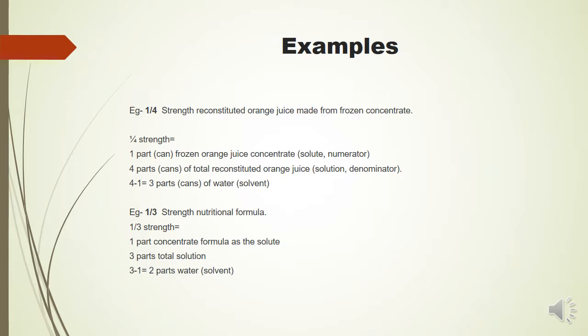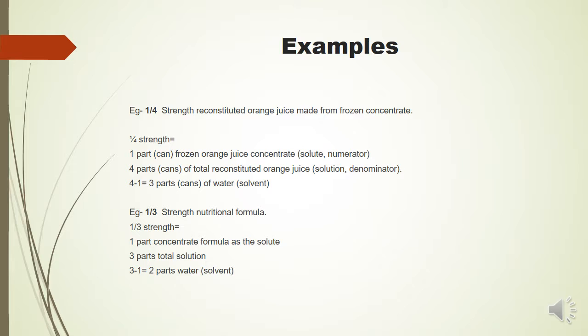How much is really there? When we're making our juice, we've used 1 can of frozen concentrate to get a total of 4 cans of volume, which means if we want to calculate how many cans of water, or solvent, we added, we just take that total volume and subtract our known solute amount, which means 3 parts, or cans, of water were used.